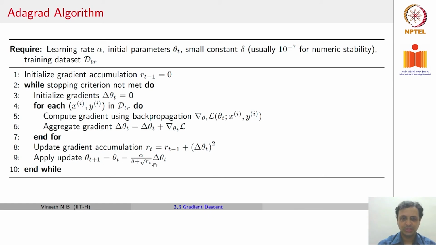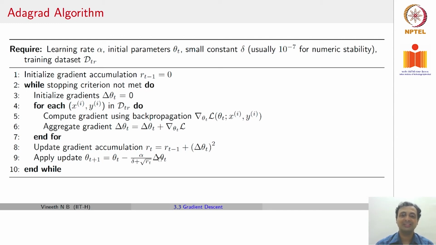A small observation here, which is probably not clear from this algorithm, is that this particular quantity on step 9 is an element-wise product. Remember in this case that while alpha was a scalar so far, RT is a vector, root RT will also be a vector. So this entire alpha by delta plus root RT will become a vector. It's a vector of learning rates multiplied by a vector of gradients, element-wise multiplication. It's sometimes also called Hadamard product.